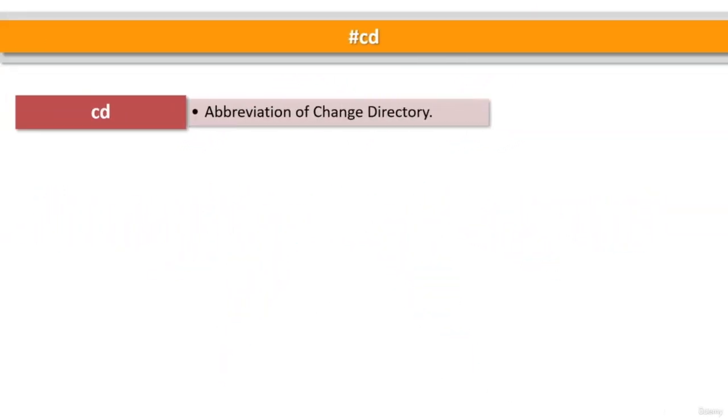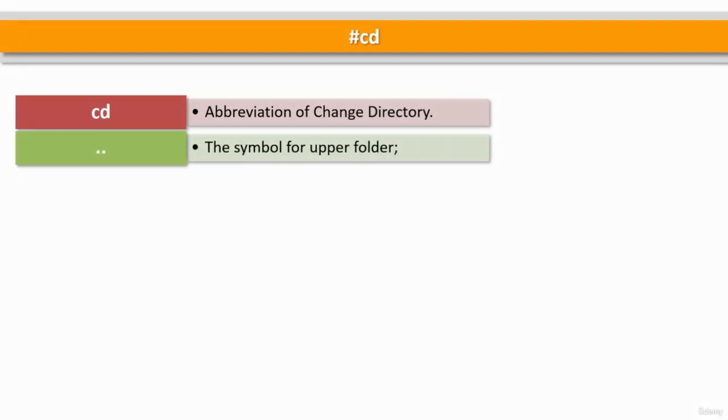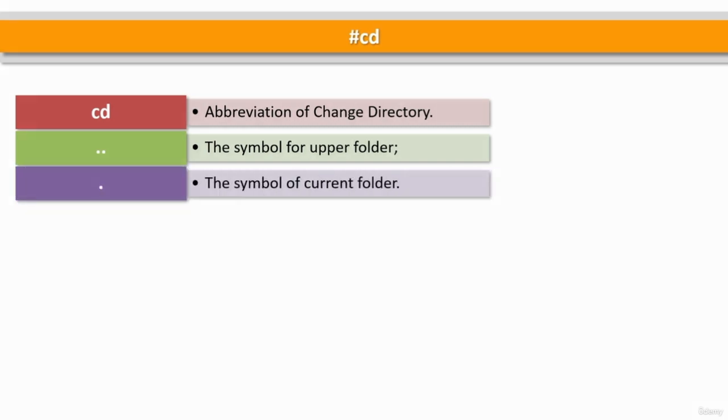Now, the cd command, or change directory command, is used to change the current working directory in Linux and other Unix-like operating systems. It's one of the most basic and frequently used commands when you're working on the Linux terminal. You can specify the path of the directory, and in addition to that, you can change the directory with some special symbols. A double dot is a symbol for the upper folder. A single dot is the symbol for the current folder.